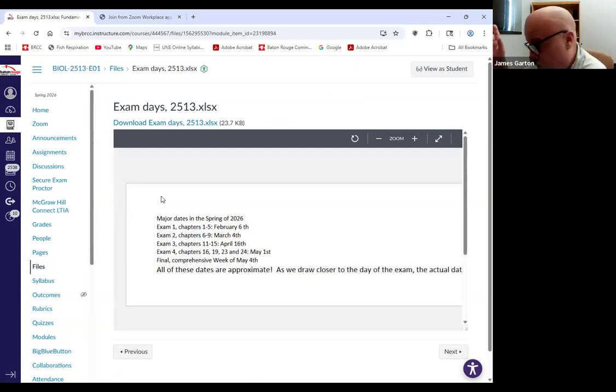And I put this warning on here. At the moment, as of January 20th, 2026, these are my best guesses as to approximately when the exams are going to be. As we get closer and closer to the exam date, the actual calendar date of the exam will become much more firm and it will be set. Now, the chapters that are on each exam are not going to change. And so, exam one will cover chapters one through five, and exam two, six through nine, etc.